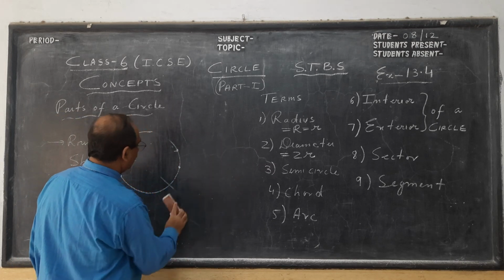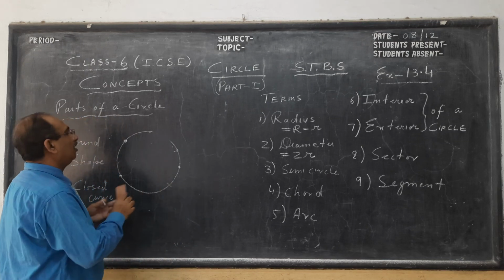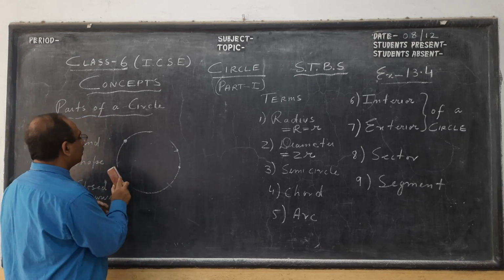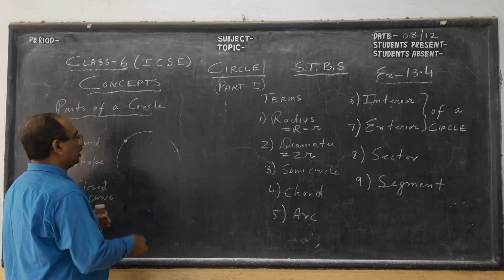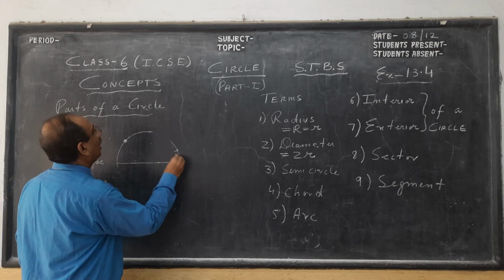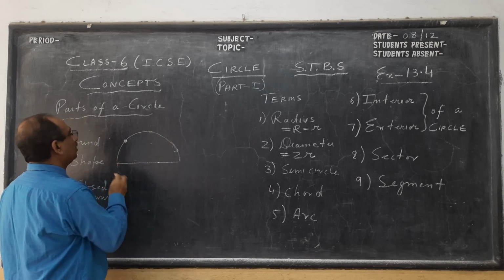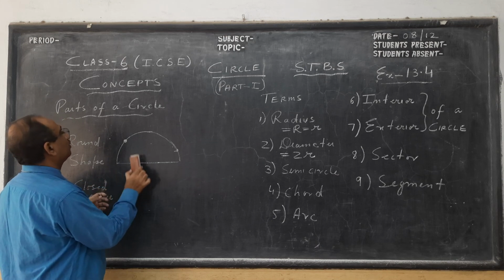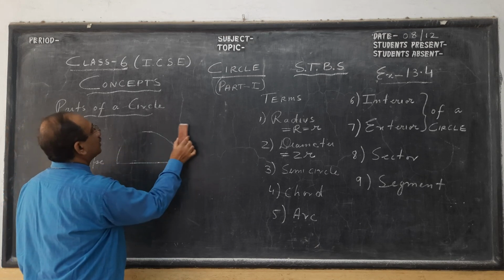Semi means half. Semi, hemi, these terms mean half. So if I divide a circle into 2 parts, half of the circle is called a semicircle. Okay, so this is a semicircle.